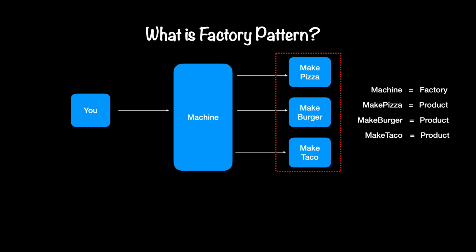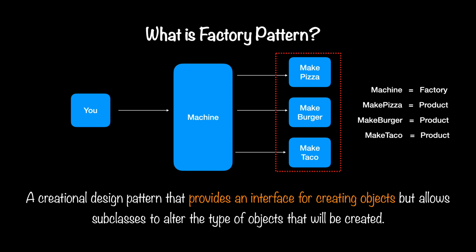Let me put it in technical terms. A factory design pattern is a creational pattern that provides an interface for creating objects but allows subclasses to alter the type of objects that will be created. To break this definition into two parts, part 1, the factory design pattern provides an interface for creating objects. If you see, the machine will provide an interface between the user and all the products. And coming to the second part, it allows the subclasses to alter the type of objects that will be created.